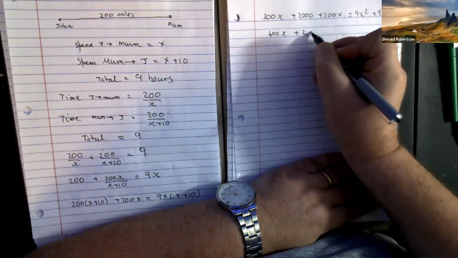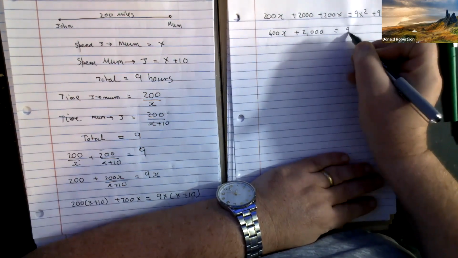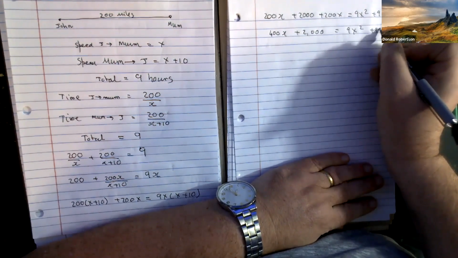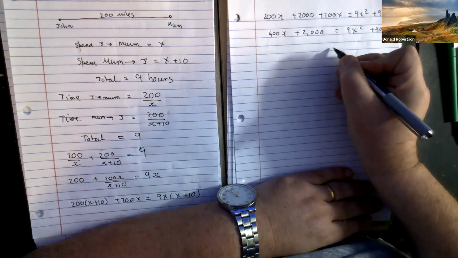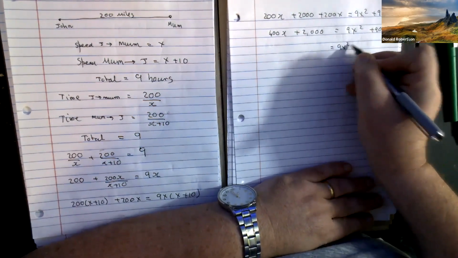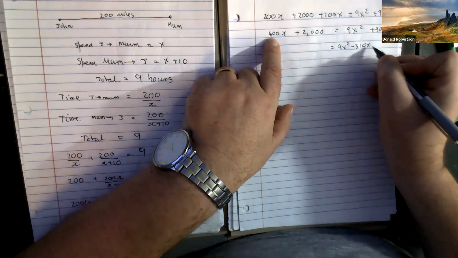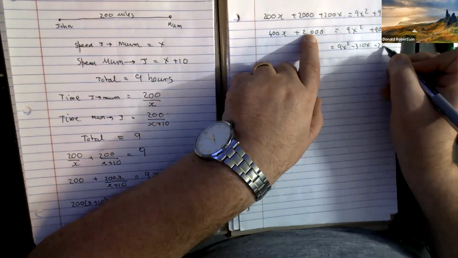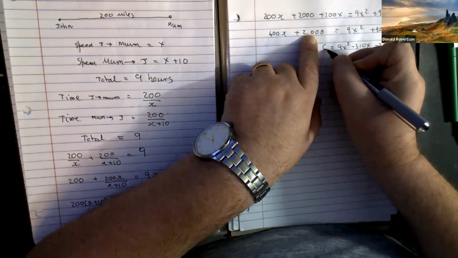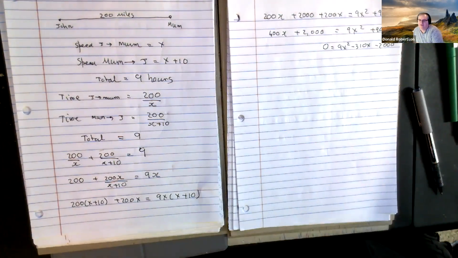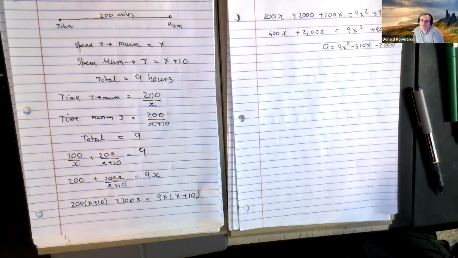Well, let's tidy up slowly. 400x plus 2000 equals 9x squared plus 90x. Let's subtract 400x from both sides. And let's subtract 2000 from both sides. We are now looking at this really ugly, just checking anything weird that I may have done wrong. This ugly quadratic. Great.